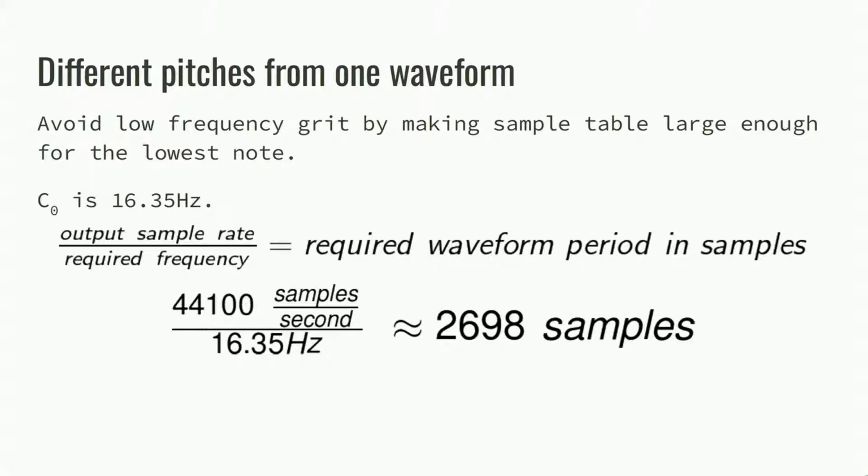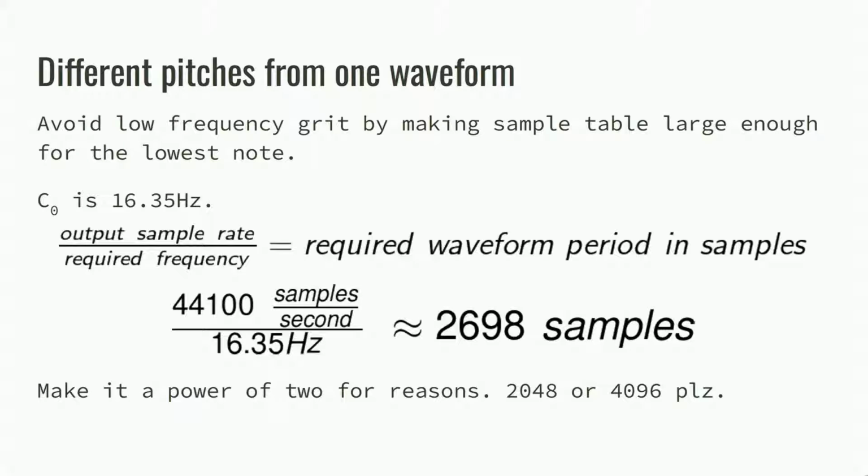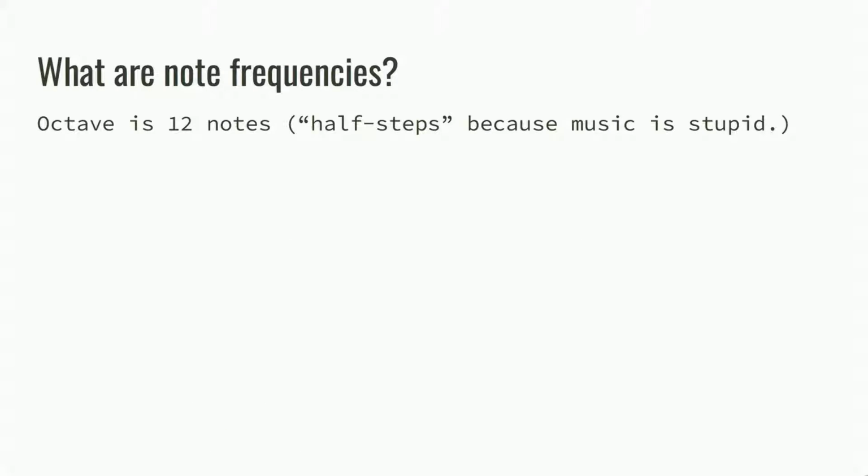So you can do the math equation. You want at least a little over 2K of samples. You probably round that up to 4,096 for good measure. Or live with the grit. Hey, you might like it. That's what I do. So what are the note frequencies?